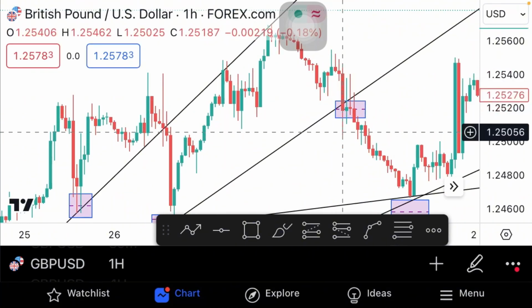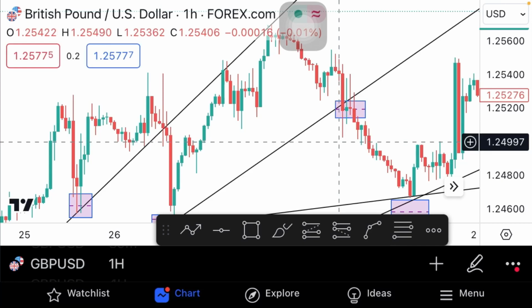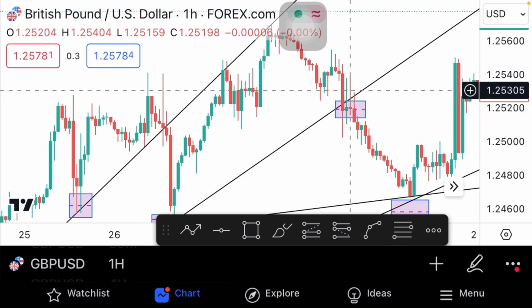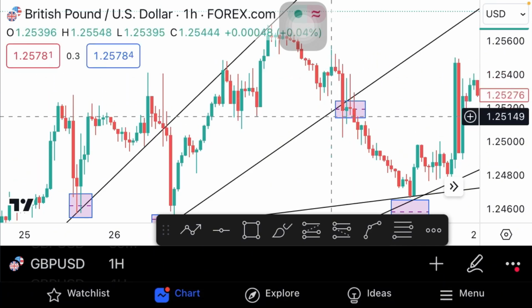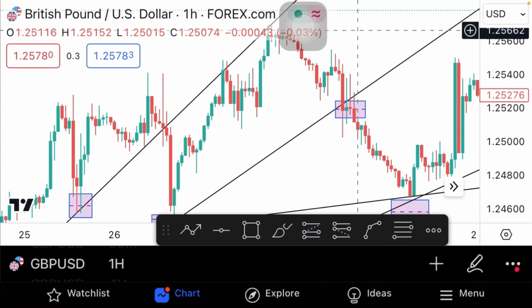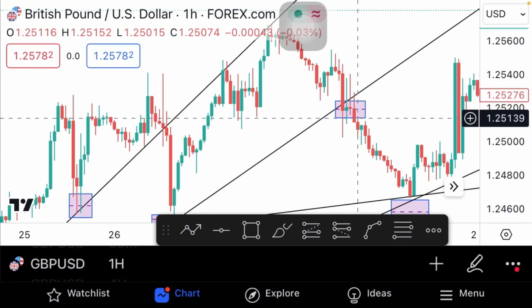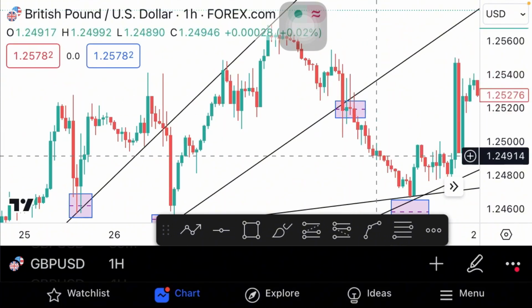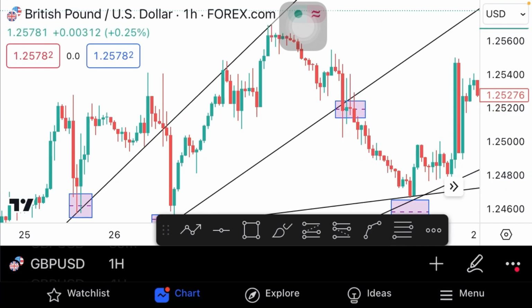Price came with this great momentum, rejected. Tried to move on, rejected. Tried to move on, rejected. Buyers were trying to push the price in respect to this trend line, but sellers came and overpowered the buyers, and the price dropped.